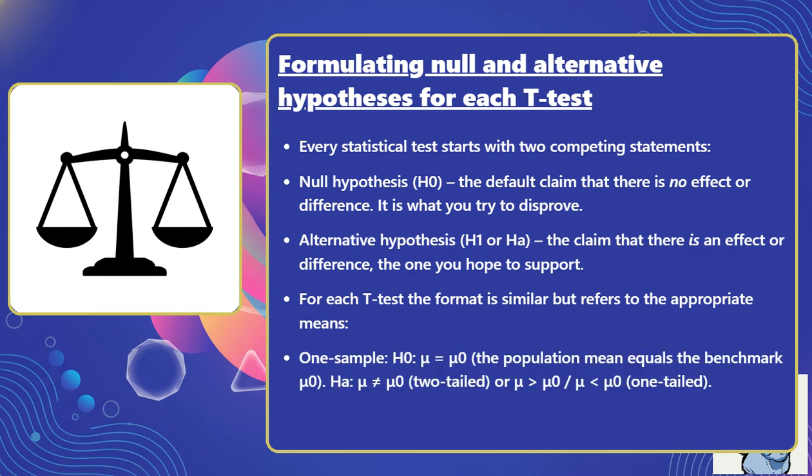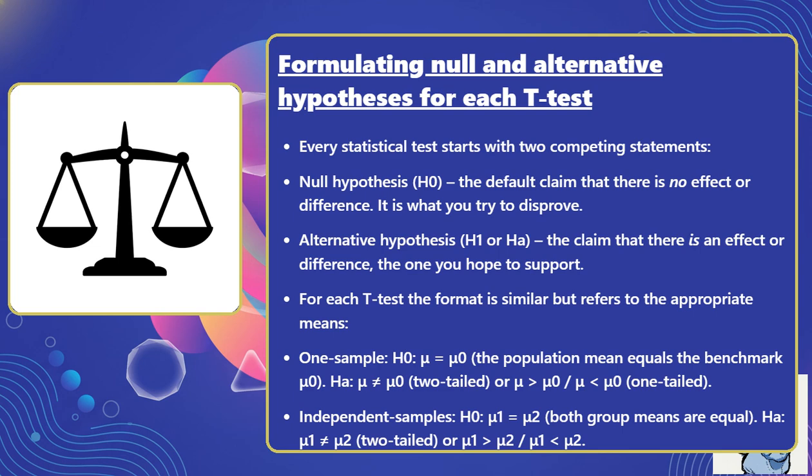One sample. Null hypothesis mu equals mu0, the population mean equals the benchmark mu0. Alternative hypothesis mu not equal to mu0, two-tailed, or mu greater than mu0 or mu less than mu0, one-tailed.